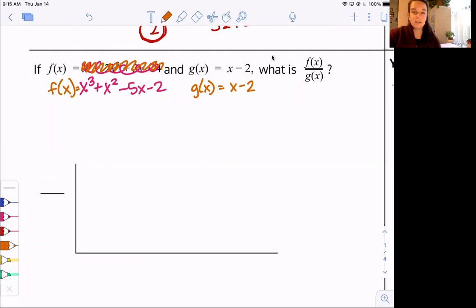So it's asking us, what is f of x over g of x, or f of x divided by g of x? So I'm going to go ahead and write that out in one long fraction. So f of x is x to the third plus x squared minus 5x minus 2. And g of x is on the bottom, x minus 2.